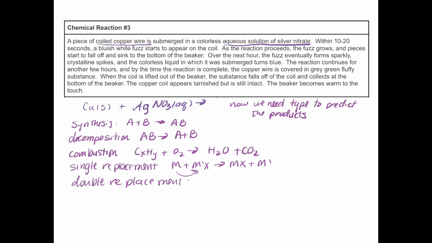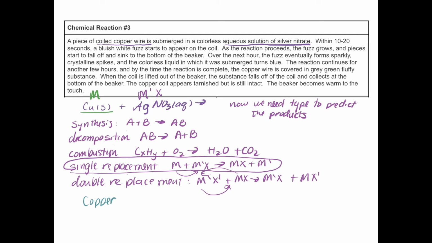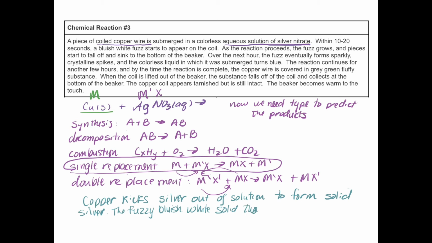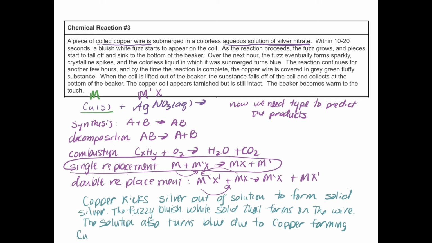Double replacement is 2 ionic compounds that are switching partners. So what we're looking at is Cu, a single metal by itself, and silver nitrate is an MX, so this is a single replacement. The description also agrees with what happens. We've got copper kicking silver out of solution to form solid silver, which is the fuzzy bluish white solid that forms, and the solution also turns blue, and copper solutions often turn blue. So now we know what is forming here, and we can start writing out our balanced equation.